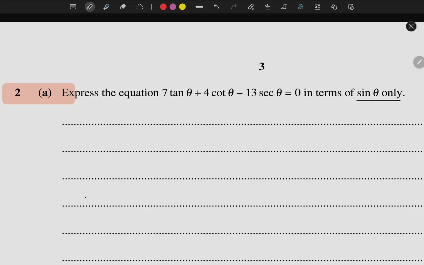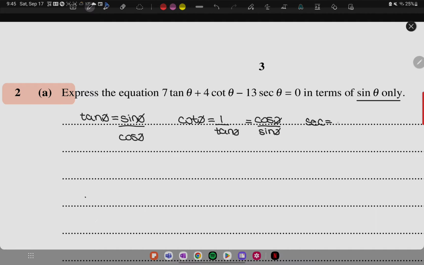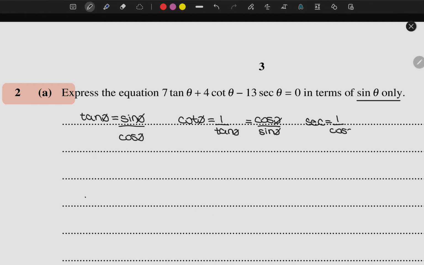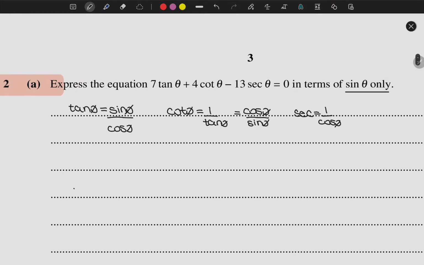So we know tan theta is equal to sine theta over cos theta. Cot theta is the inverse of tan theta, so it's going to be 1 over tan theta, which is just cos theta over sine theta. And sec theta, I remember I always used to get this wrong. You need to make sure it's 1 over cos theta. Yeah, very important. And now we have all our tools, so let's try to simplify the expression.